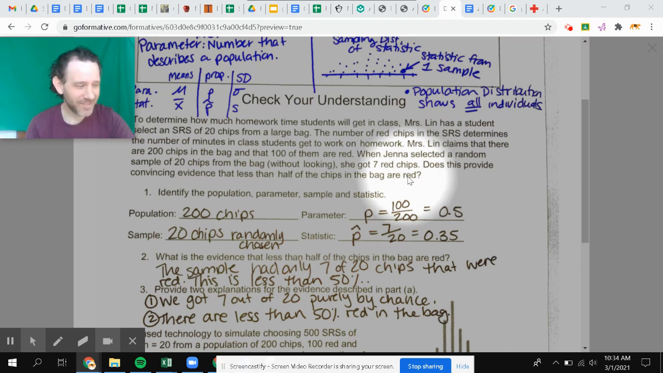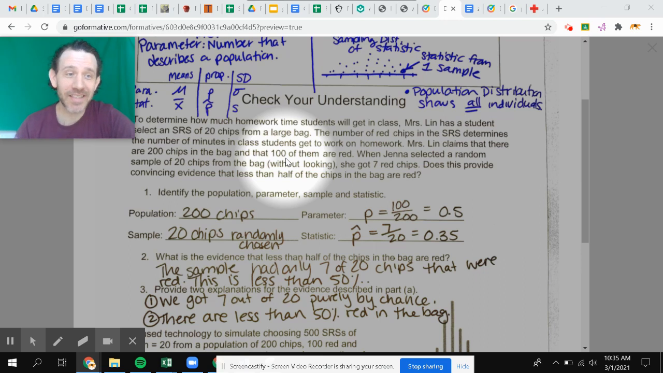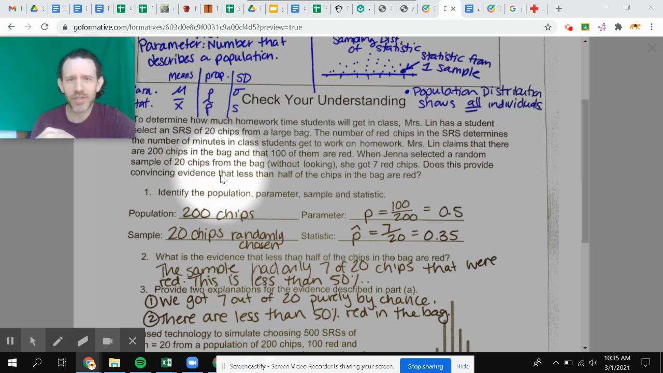So we could probably take this a step further and start to speculate, is Miss Lynn telling the truth that there's 100 chips in the bag? But we're not going to get into that piece yet. We will get into that question where we're answering the evidence piece, but right now we want to be able to sift through the information that's given and know the different pieces, so that we have a better way to get to that question where we can actually talk about evidence.